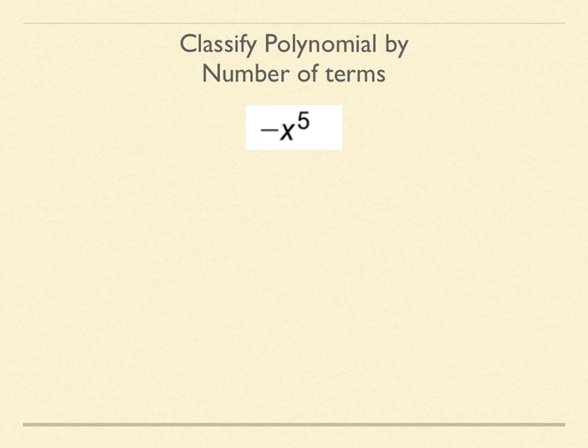All right. How many terms do we have here? Perfect. And what do we call something with 1 term? Monomial.